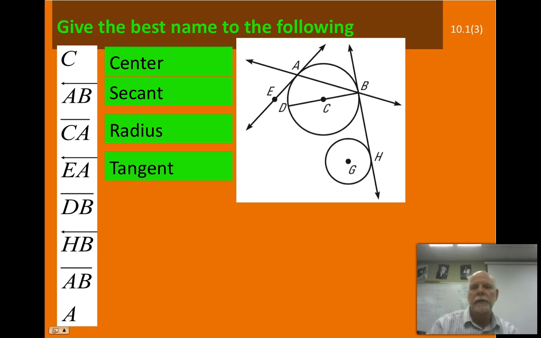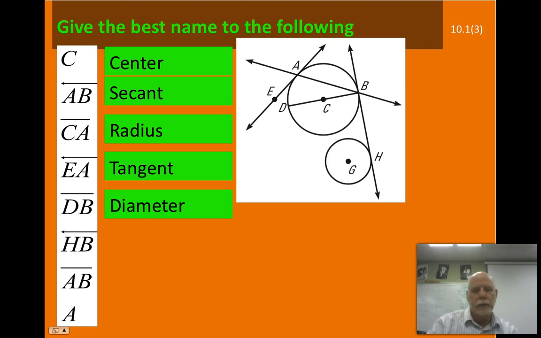Okay, segment DB. Well, again, we're in the big circle on top. Segment BD or DB goes through the center of the circle. The endpoints are on the circle, so because of that, that's a diameter of the circle. It is a chord, but it's a very specific chord that ends up being a diameter, and so we want to give the best name, it says.